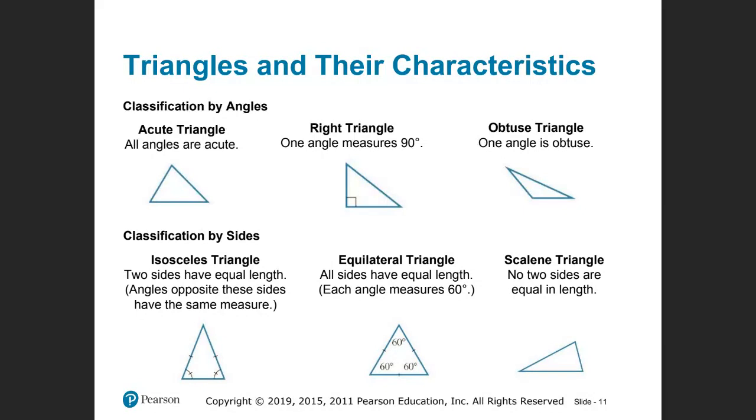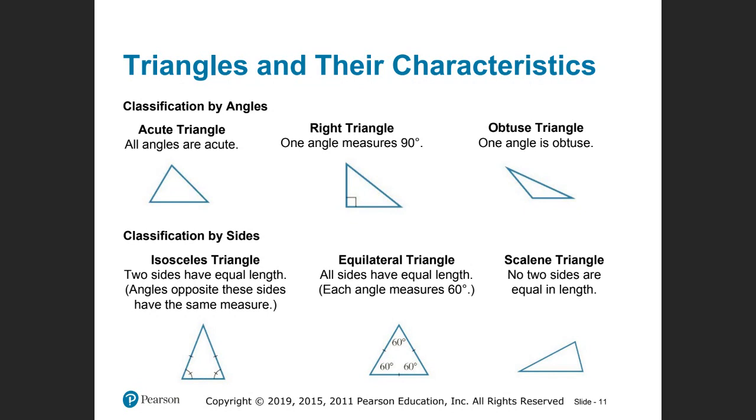We classified angles by their size, and we can do the same thing with triangles. An acute triangle means that all of the angles are acute. They're all less than 90 degrees. In a right triangle, one angle equals 90 degrees. That means that the sum of the other two is equal to 90 degrees. And in an obtuse triangle, one angle is obtuse, which means it's greater than 90 degrees but less than 180.